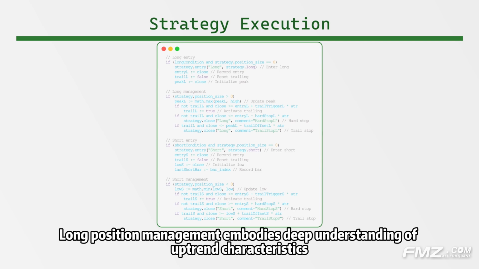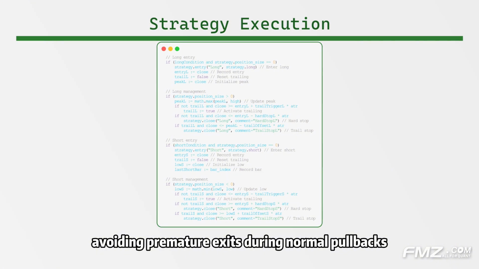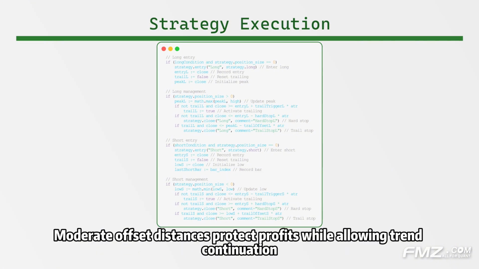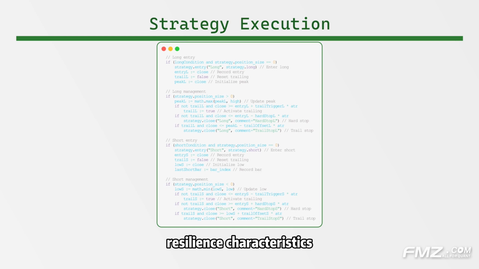Long position management embodies deep understanding of uptrend characteristics. Larger ATR multiple trailing stop trigger distances provide sufficient volatility tolerance space, avoiding premature exits during normal pullbacks. Moderate offset distances protect profits while allowing trend continuation. This parameter setting is based on bull market trends, typically having sustainability and resilience characteristics.